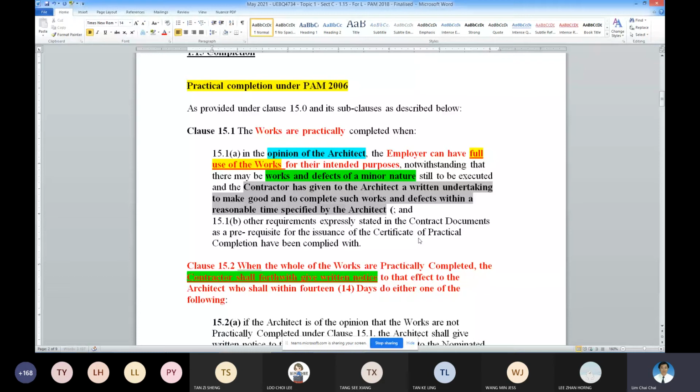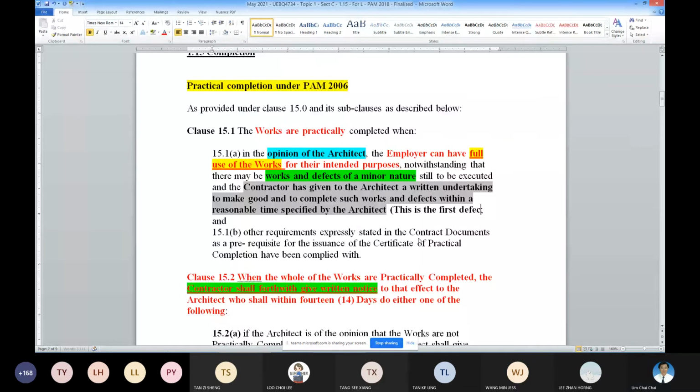Please be careful. This is the first defect list prepared and attached to the certificate of practical completion.